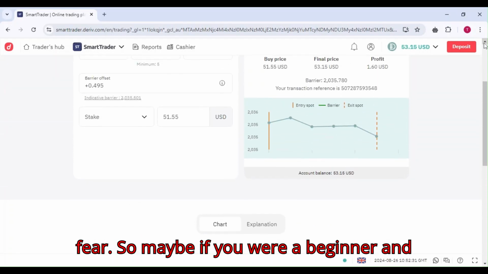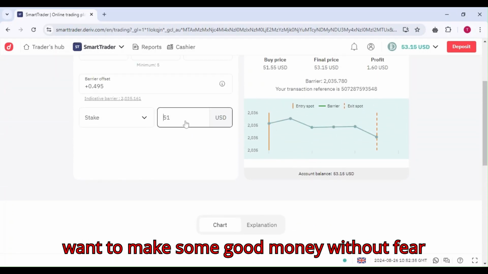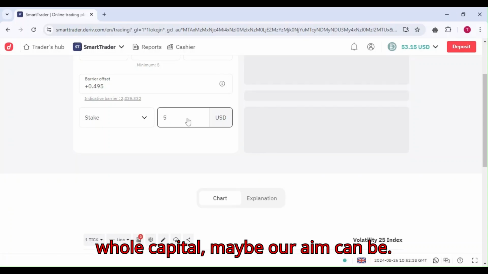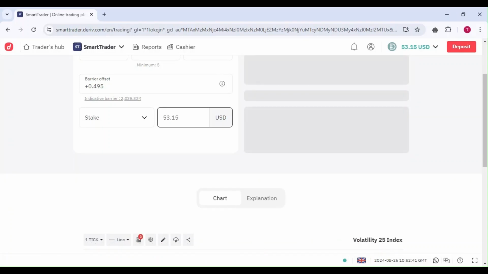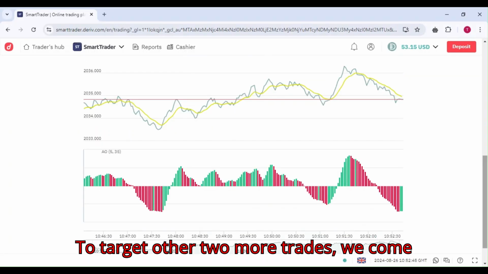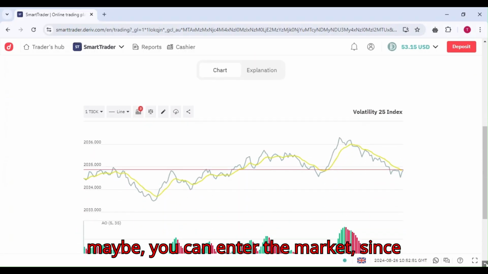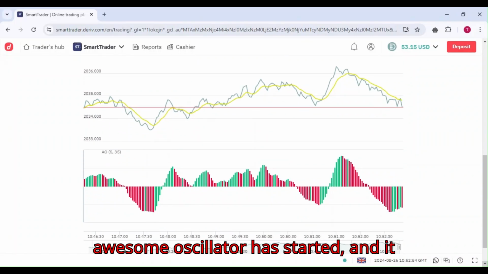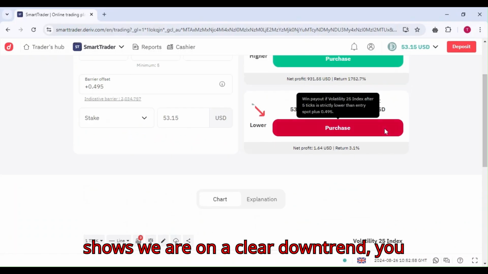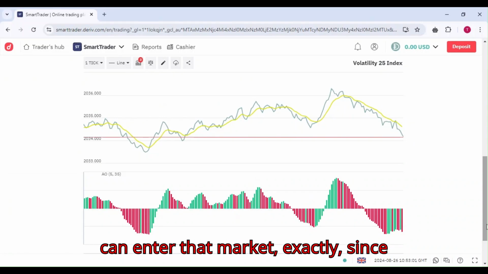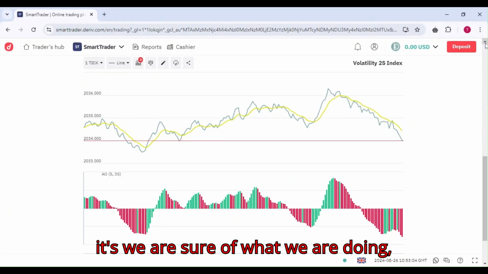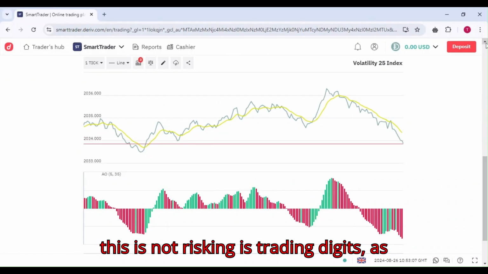So maybe if you are a beginner and want to make some good money without fear of trading digits, I add the whole capital, and maybe our aim can be to target 2 more trades. We come back, wait for the market. So as for now, maybe you can enter the market, since you can see the red candlesticks on the awesome oscillator have started, and it shows we are on a clear downtrend. You can enter that market, exactly, since we are sure of what we are doing. This is not risky, it is trading digits.